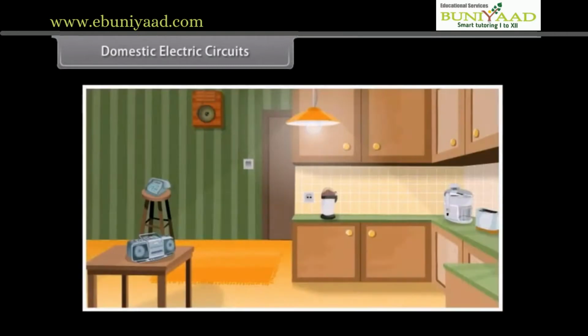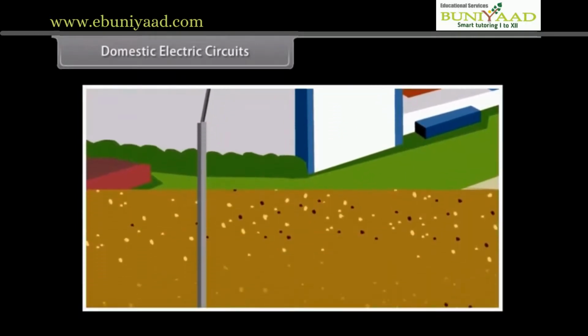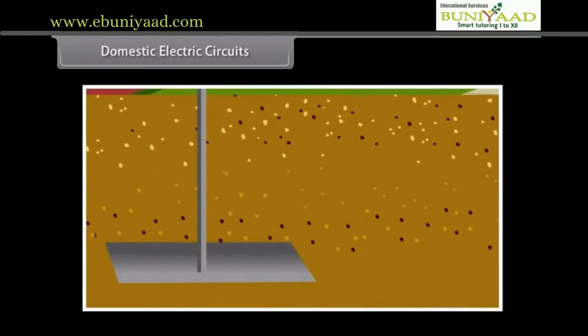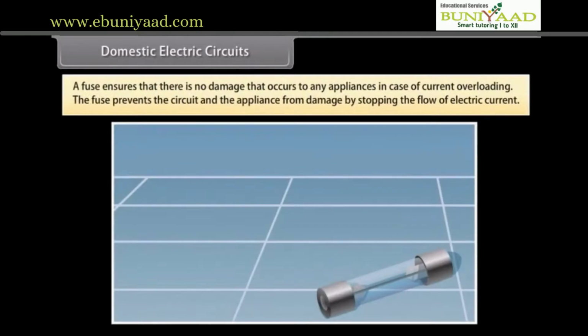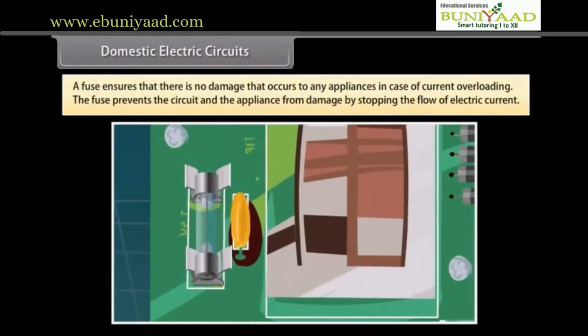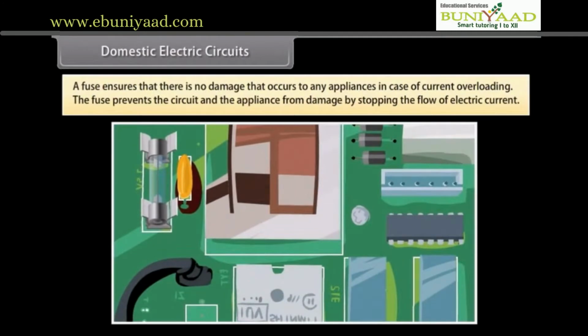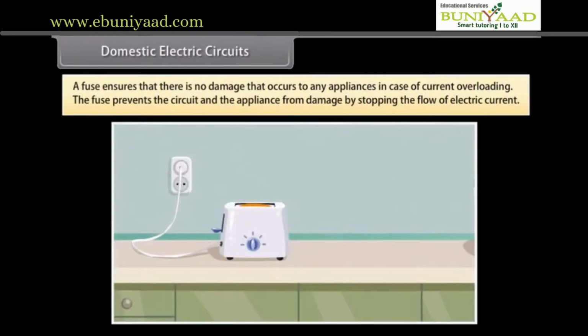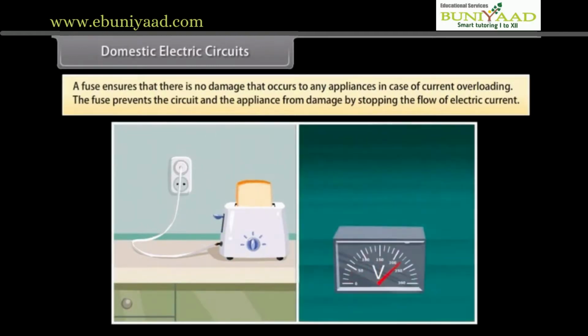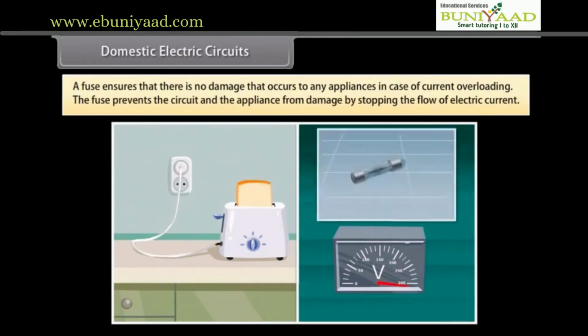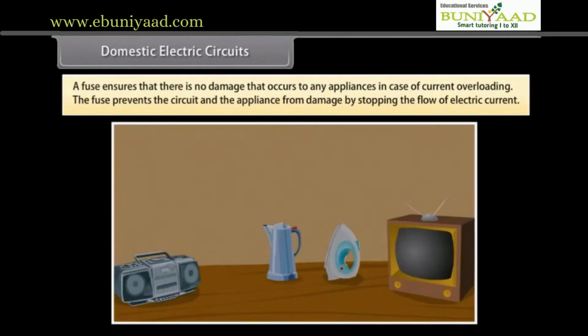There are different circuits used for different appliances in the house. The earth wire is connected to a metal plate deep into the earth to avoid receiving any severe shock in case of any leakage of current while using the appliances. A fuse is an important part of all circuits. It ensures that no damage occurs to any appliances in case of current overloading. Overloading occurs when the live wire and the neutral wire come in contact with each other or there is a rise in the supply voltage. In this case, the fuse prevents the circuit and the appliance from damage by stopping the flow of electric current.